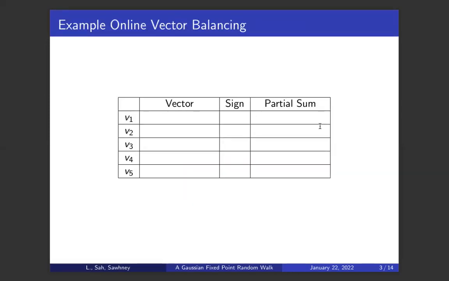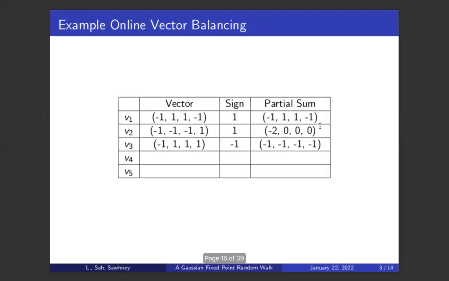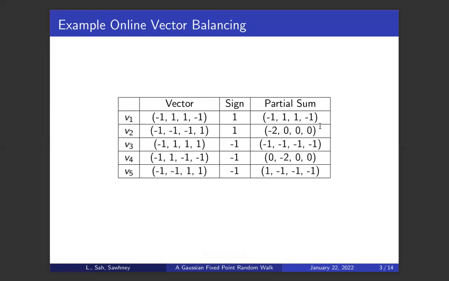To get a feel for the online vector balancing problem, I just wanted to give an example. So, for example, in the first step of an online vector balancing instance, maybe the vector minus 1, 1, 1, minus 1 arrives, and we'll assign it a sign of 1. And then we compute the partial sum. Then the next vector arrives and we assign it a sign, and we compute the partial sum, and we keep going in this way. And our goal would be to make sure that every partial sum doesn't have a very large L infinity norm.